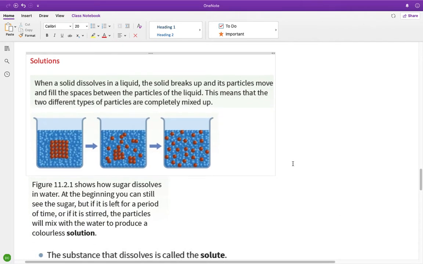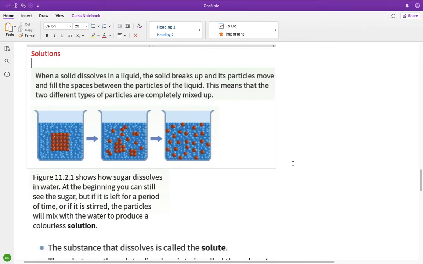Chapter 11, the next section is about solutions. So this is about taking substances and dissolving them in other substances, essentially. When a solid dissolves in a liquid, the solid breaks up and its particles move and fill the spaces between the particles of a liquid.